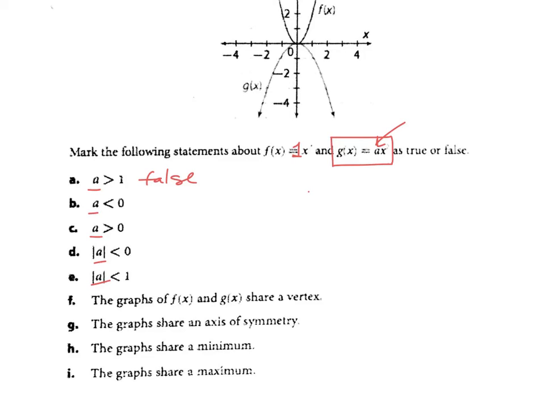A is less than 0, that's going to be true because I just said that A must be negative because g is down.